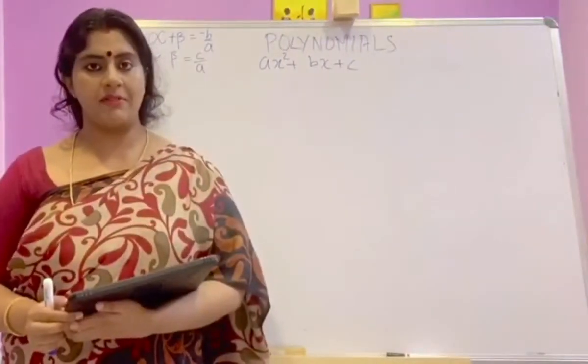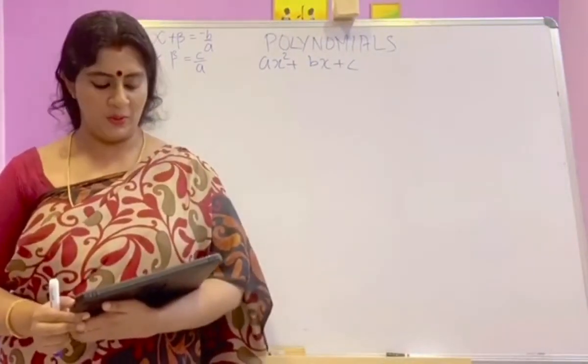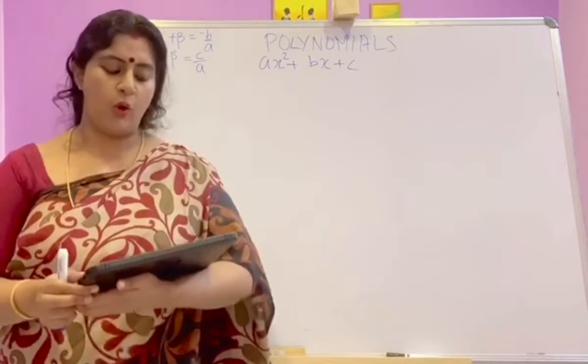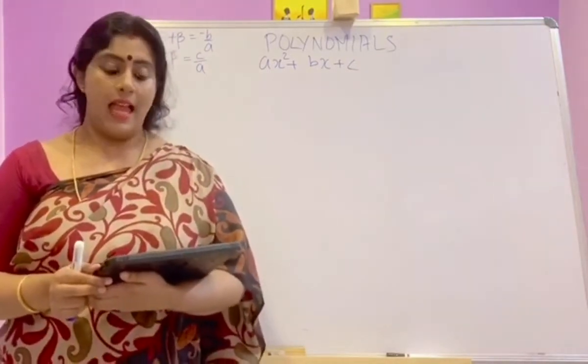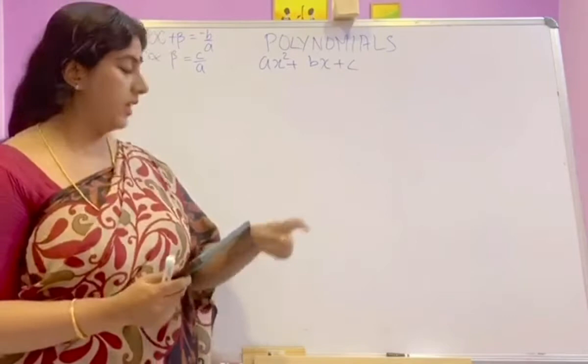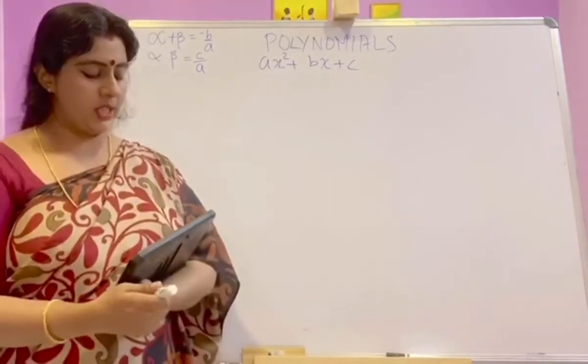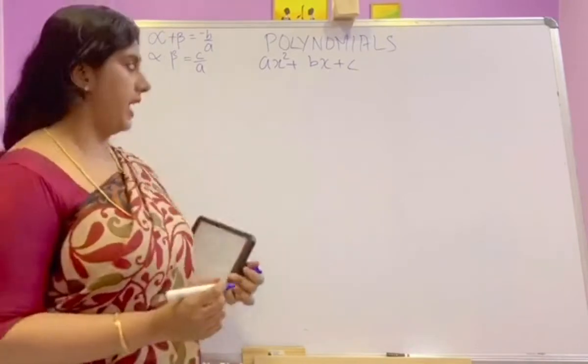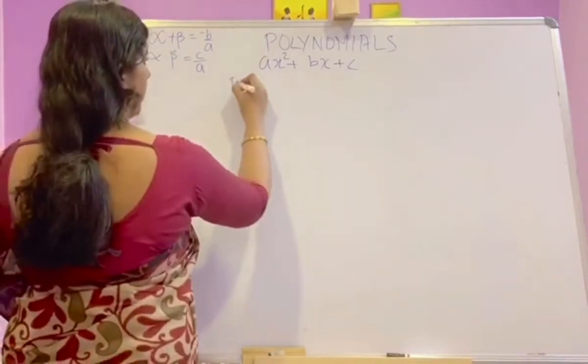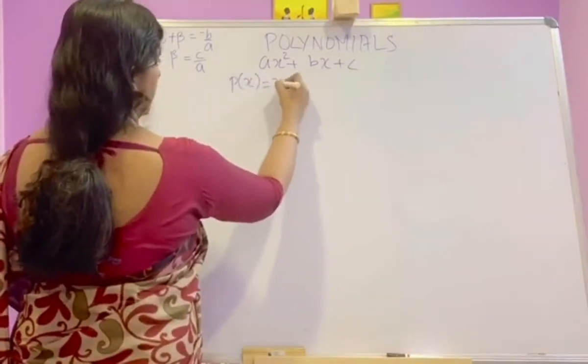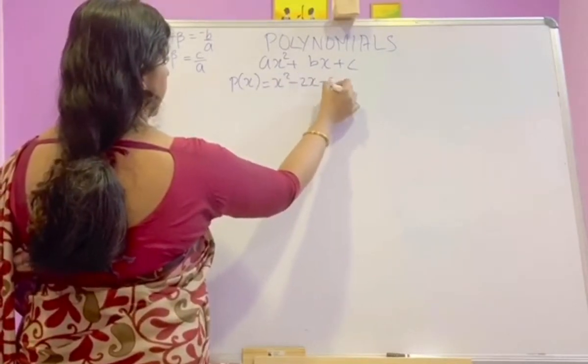Next is questions from exercise 2.2. Find the zeros of the following quadratic polynomials and verify the relationship between the zeros and coefficients. First one is x square minus 2x minus 8. P of x is equal to x square minus 2x minus 8.